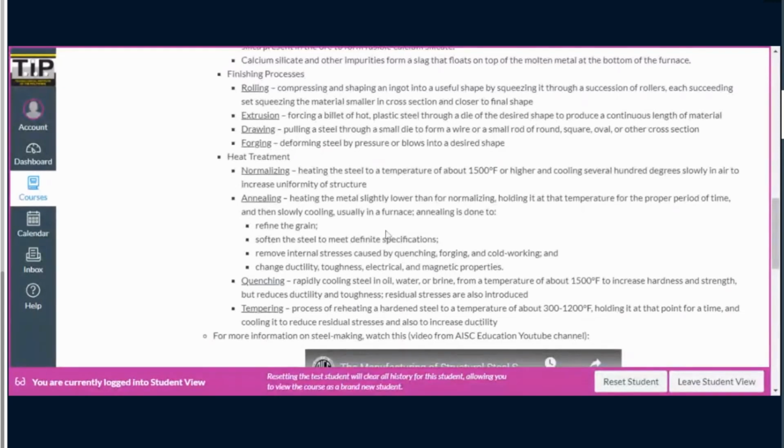So as you go through the finishing process and the other heat treatment processes, you introduce stresses on the material. So what happens is annealing may be able to remove some of them.